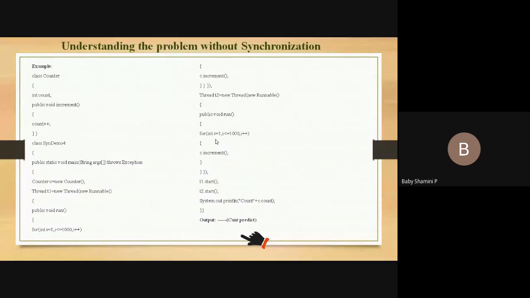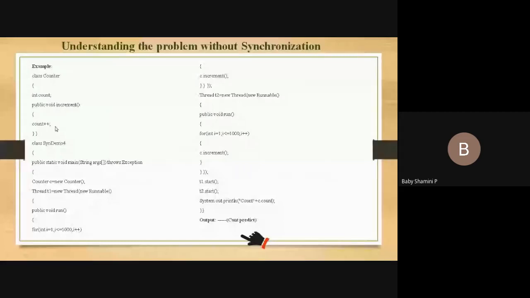So what will we get? First we have a thread, that is t1.start. T1.start calls the thread function. Inside we have a run method, so it calls the run method, and inside we have an increment function. It calls this increment function, and it increments the count value.